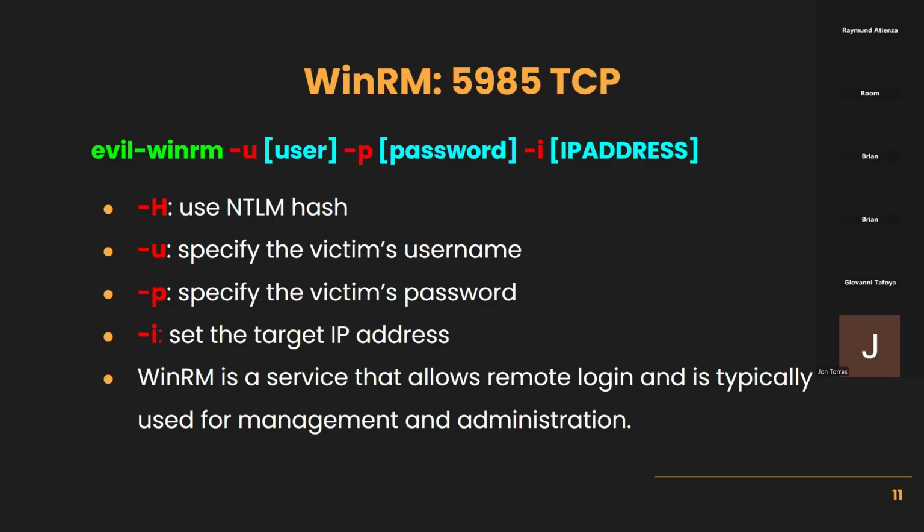Next, we have WinRM. This is one of the remote protocols that you could use to connect to a Windows machine remotely. However, this one only allows you to connect to a Windows machine's terminal. What that means is that when you connect using WinRM, you are not given a desktop interface or a GUI. Instead, it's basically a command prompt or a PowerShell prompt.